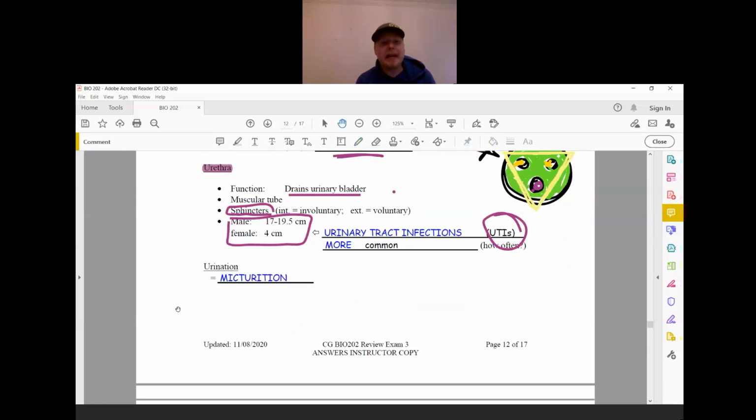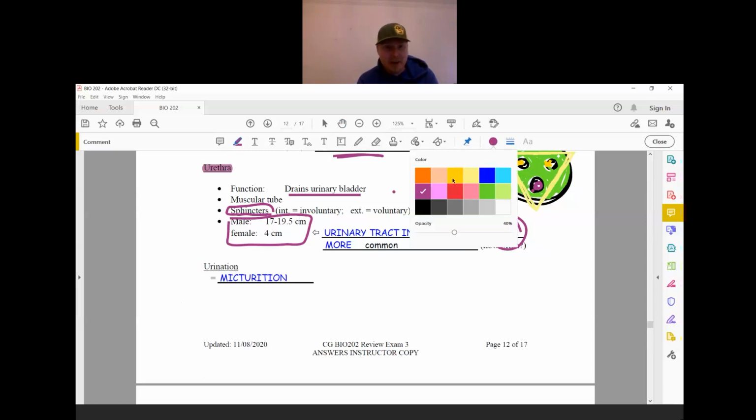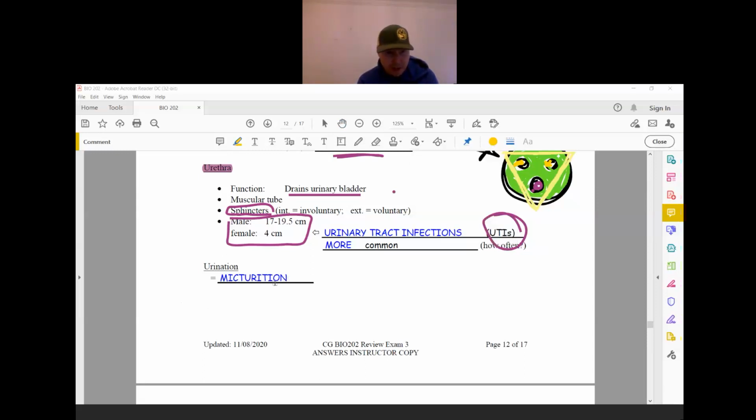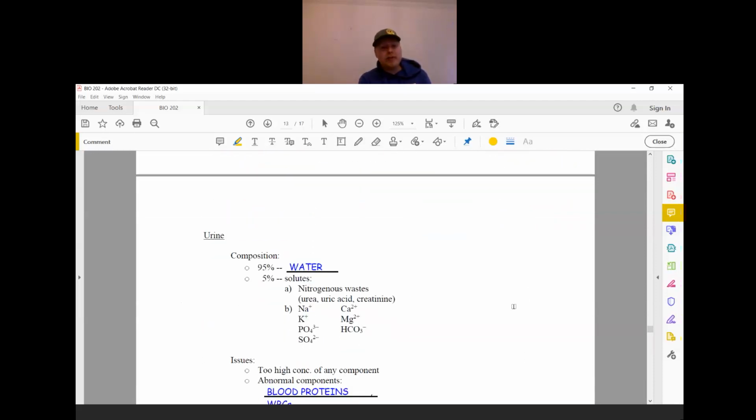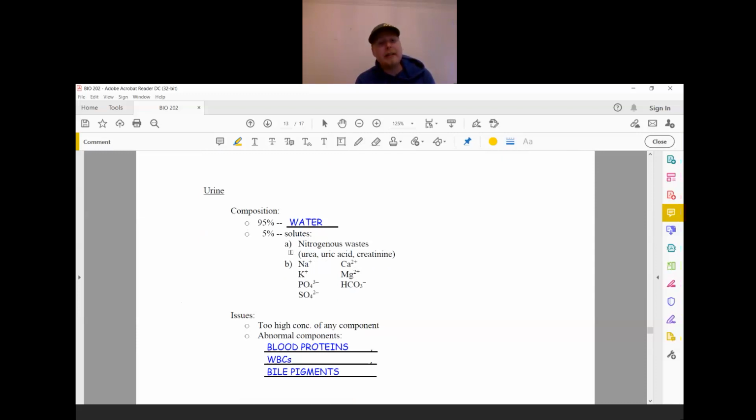Finally, a term that I really do want to highlight in terms of using proper terminology: micturition. Micturition is the term for urination, the proper medical, physiological, and anatomical term to use. Let's have a look at the composition of the urine. The majority of the urine, about 95%, is made of water. We do find various different solutes such as urea, uric acid, and creatine, and various other elements.